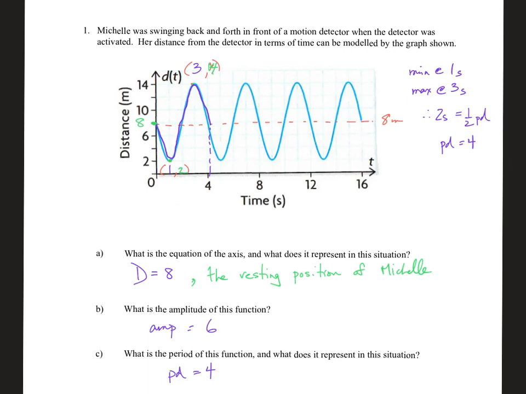What does it represent in this context? We should be good in this context to say that it represents the time to complete one full, and I don't know if we want to use the term swing.